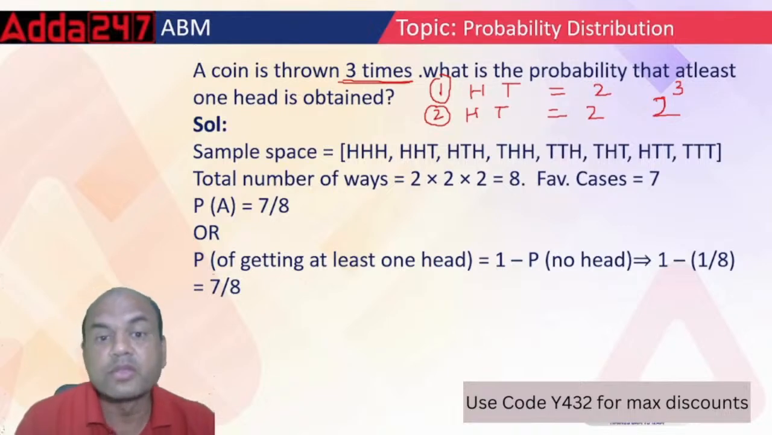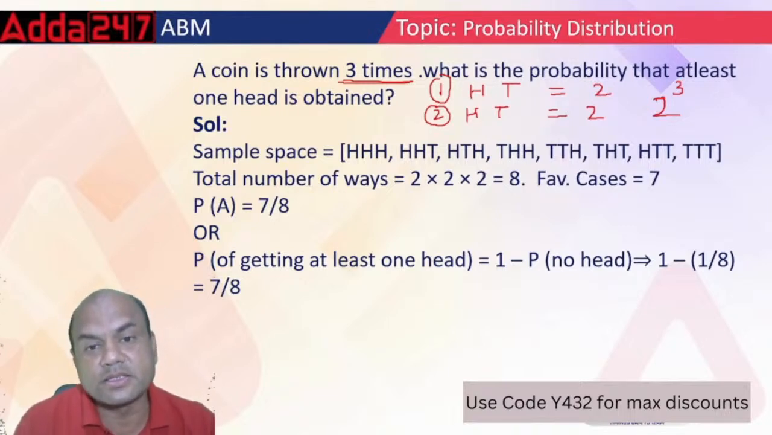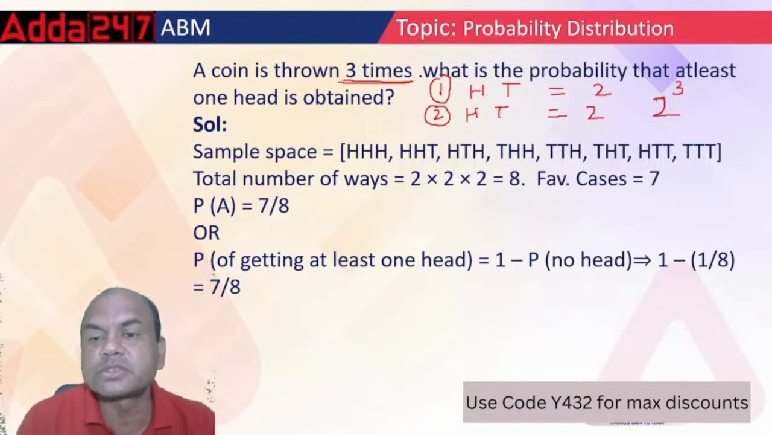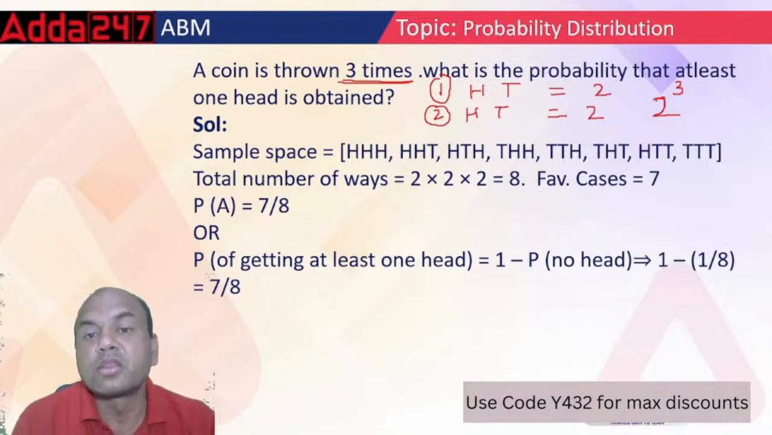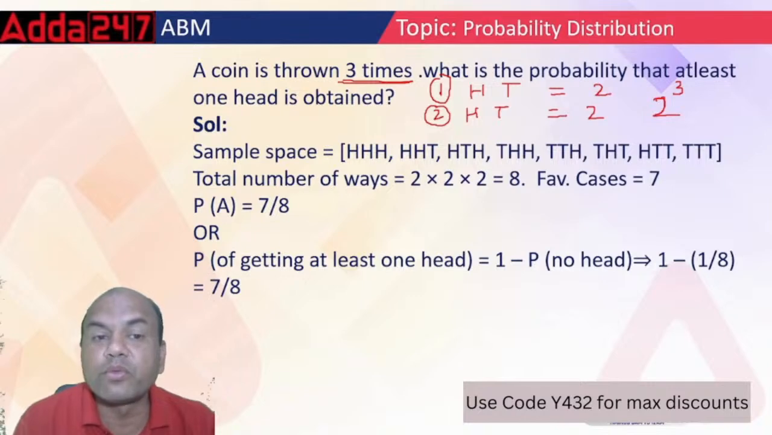Okay. So now find the answer. It is either HHH. See here, 3 times I am throwing the coin. So I can get all the heads also, or head tail, or head tail head, tail head head, tail tail head, and all these. Here you see this. These are 8 possibilities available. Now what is asked in the question? What is the probability that at least one head is obtained?